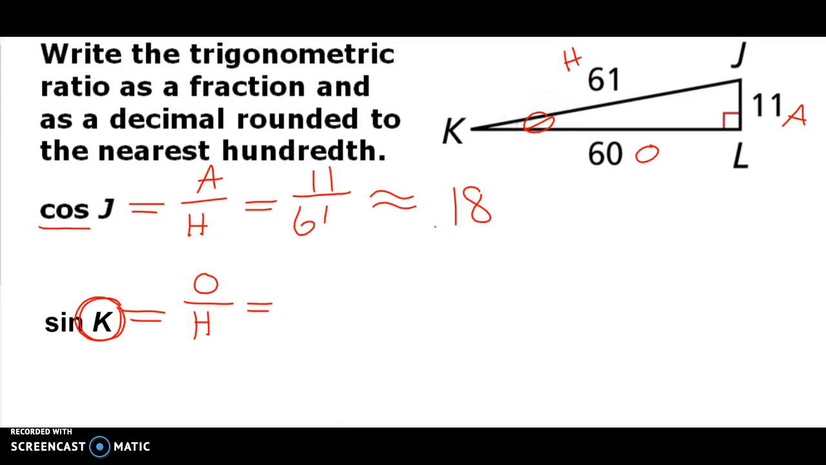So what's going to change? The opposite. Yeah, no longer is 60 on the opposite side. 60 is now adjacent to K. And 11 is on the opposite side now. So O and A change when the angle changes. So O is now what? 11 over what's the hypotenuse always? 61. And what do we notice about these two? It's the same. That's kind of what, when I paused the video, I asked what did you notice about cosine of j and sine of k? They're the same.